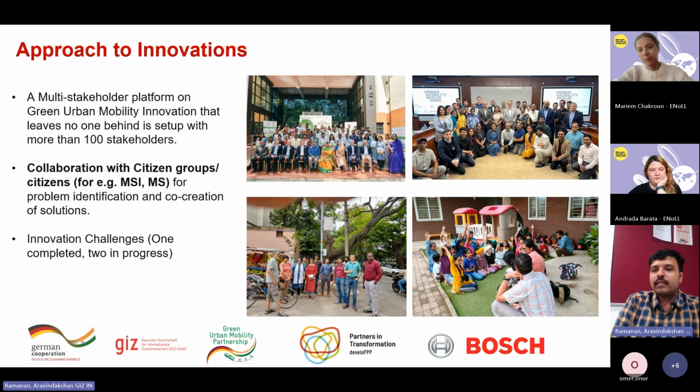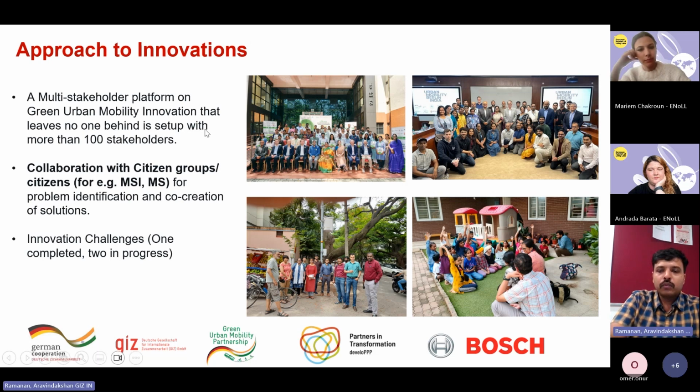So what we have done is we have identified a test bed in Bangalore. This test bed is not the same as what you described in the presentation. It's not a controlled environment. It's an uncontrolled environment within the city, a 2 square kilometer area, where we wanted to pilot our innovative solution. We are collaborating with the citizen groups in that area, the Malleshwaram Swabhimana Initiative. Malleshwaram is the area name which we have chosen.